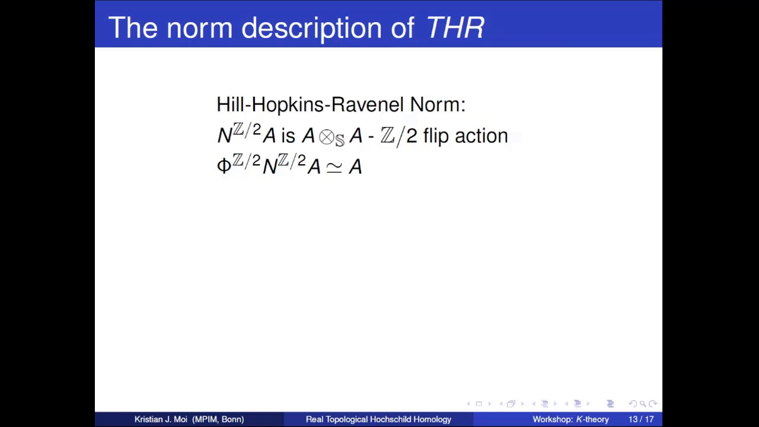The point is this is implemented in genuine equivariant homotopy theory in such a way that the geometric fixed points just give you A back. I believe the norm is also monoidal, and that those properties actually characterize it. If A is a ring, then the norm will also be a ring. We're going to use this to give a description of real topological Hochschild homology.